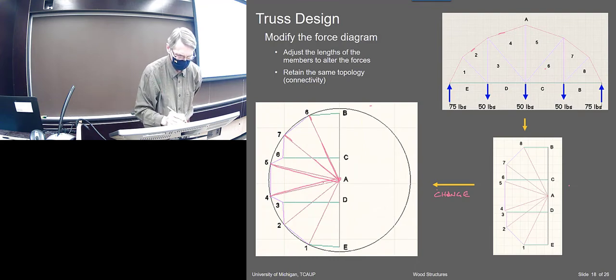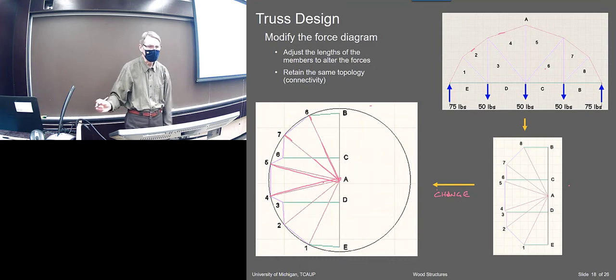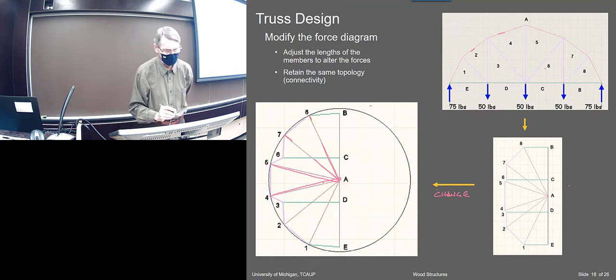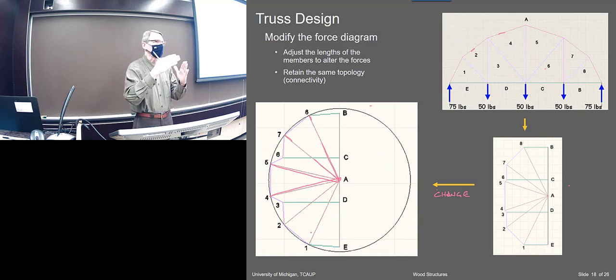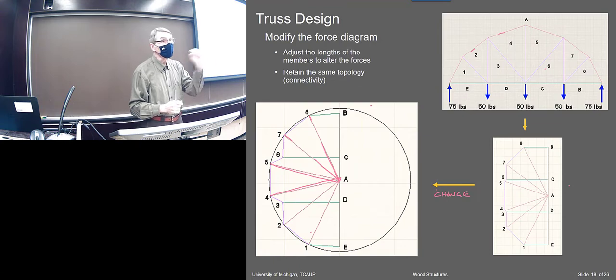So that was what I picked as a thing to change. So I've made these all the same length, and now when I change those lengths, the rest of the diagram just kind of follows it, right? You can't remove members. You've got to keep the same topology.